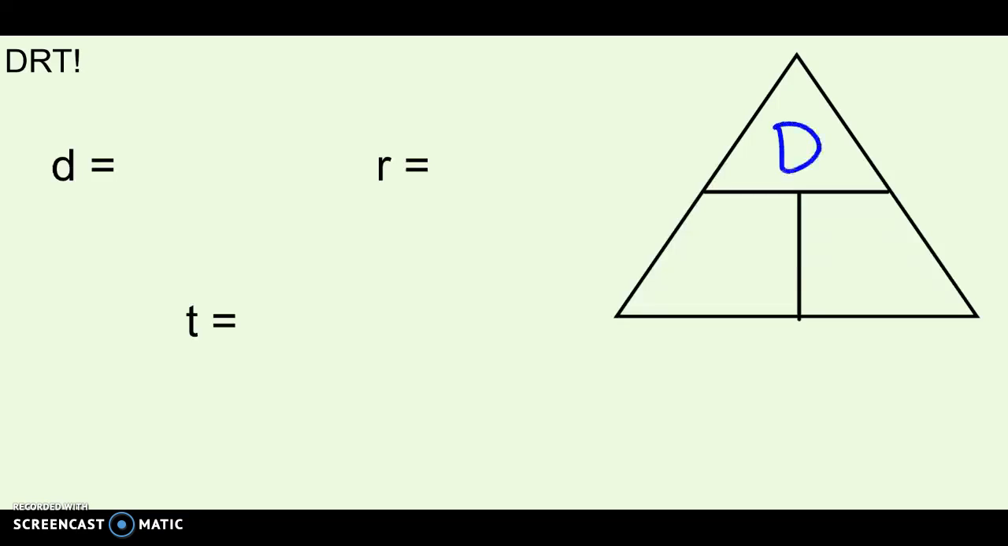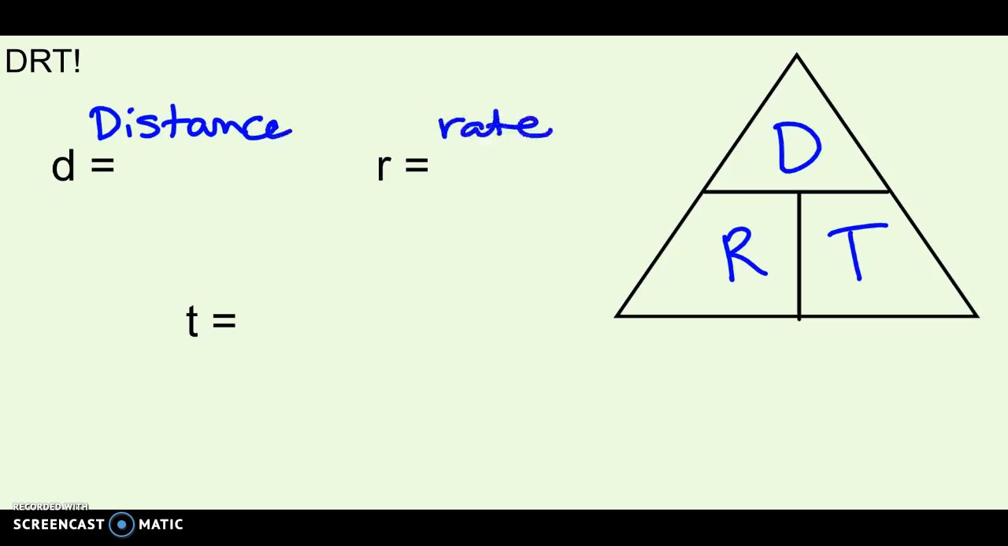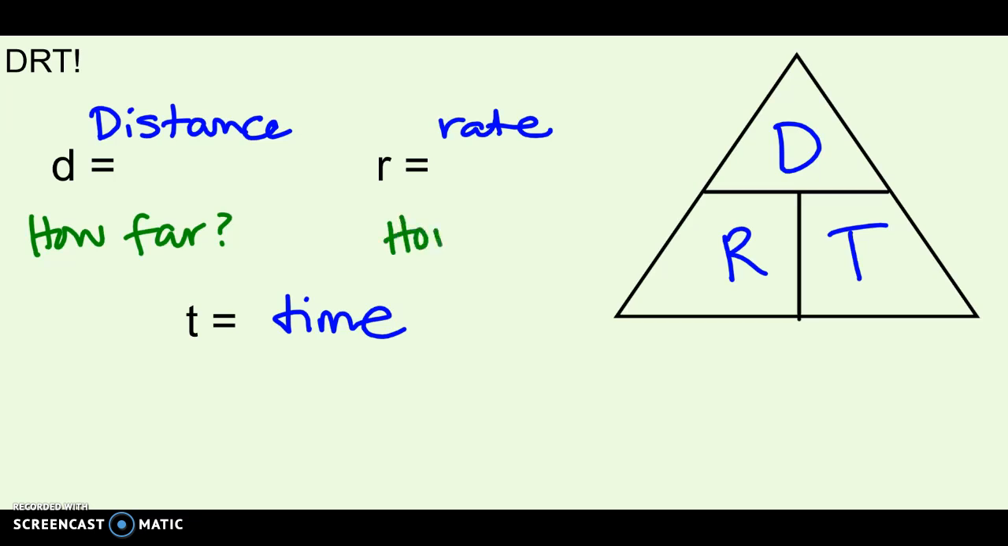First of all, there's a triangle on your paper. If you fill this in, it goes like that. So, D stands for distance. R stands for rate. And T stands for time. So, please also write down, if I'm looking for the distance, I'm going to be asking, how far did I go? If I'm looking for the rate, I want to know, how fast did I go? And if I'm looking for the time, then I want to know, how long did it take?